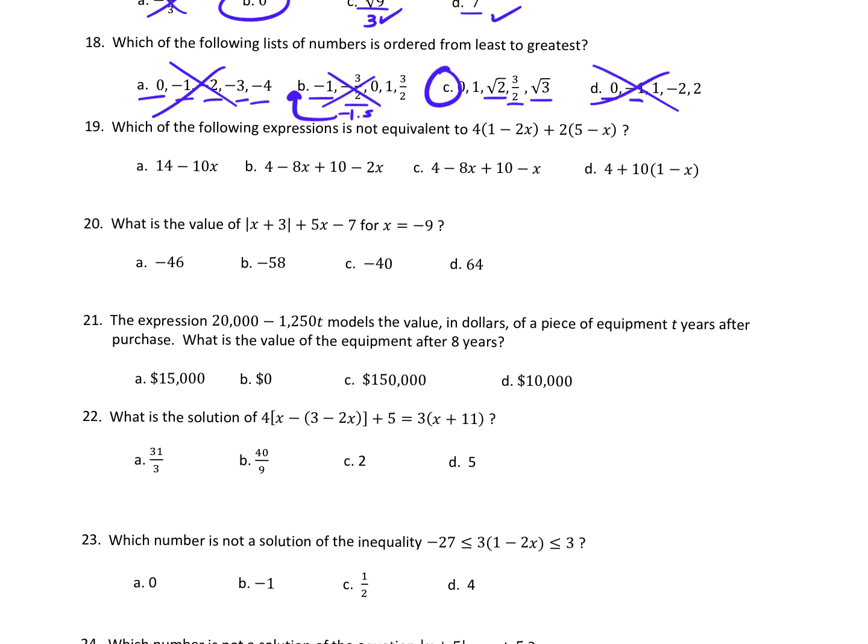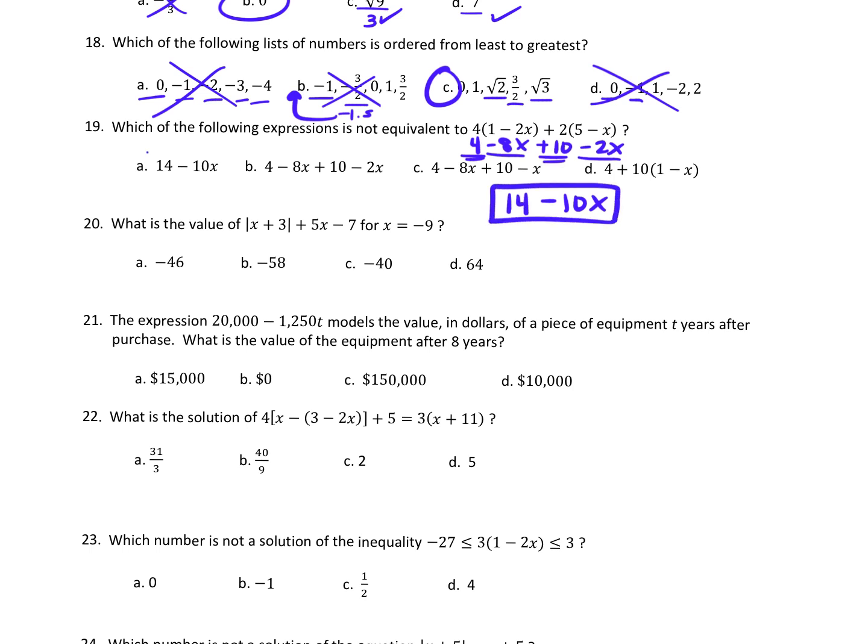Okay, this one says, which of the following is not equivalent to that? Really what I would do here is I would just simplify all of them as much as I can. So this is 4 minus 8x plus 10 minus 2x. Sorry about that. So then we're going to go negative 8x minus 2x. That's a negative 10x. And then 4 plus 10 is 14. So this is the goal.